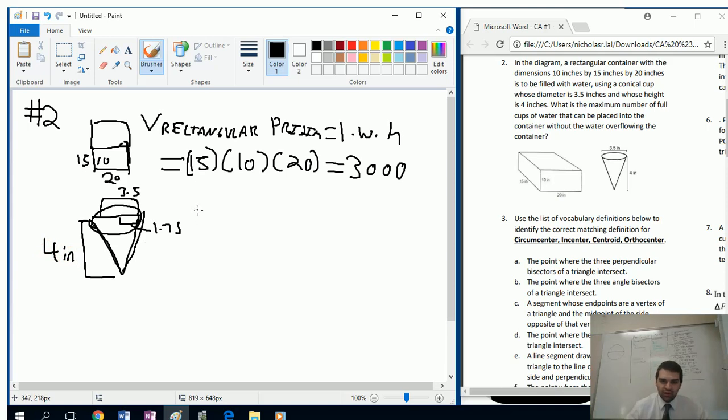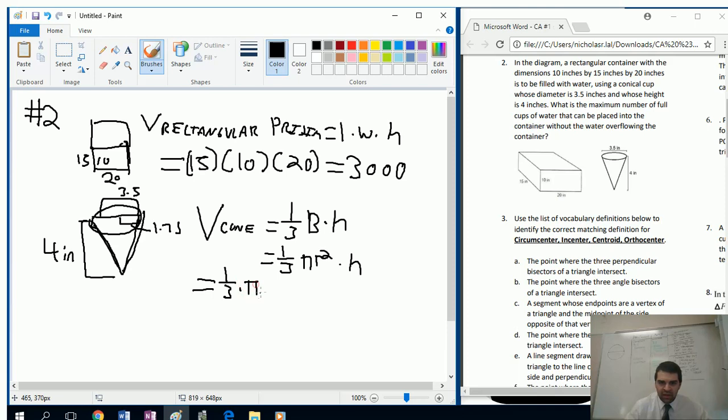So the volume of a cone is going to be equal to 1/3 the area of the base, which is a circle, times the height. And because the area of the base is a circle, that means you can also write that as 1/3 pi r squared times height. So our radius is 1.75 and our height is 4. To find the volume of the cone, we do 1/3 times pi times, and radius is 1.75 squared, and our height is 4.